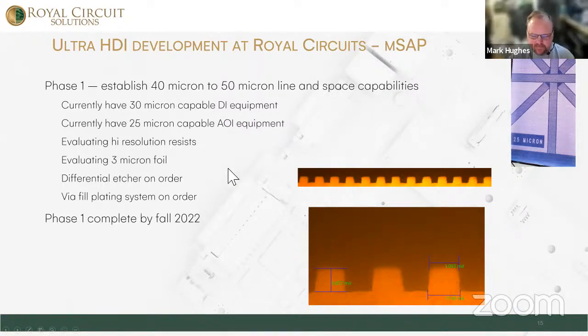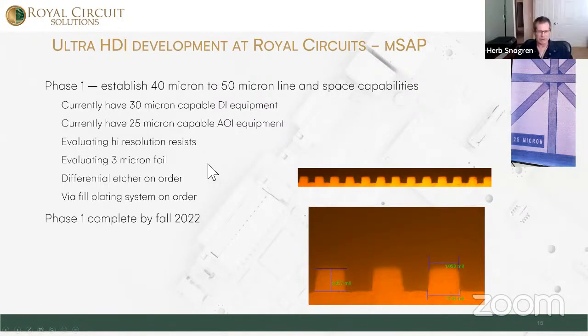Wow. So our next step, over the next couple of weeks, is to laminate some structures with the 3 micron foil, plate, and then etch this same pattern. We should have that done in a couple of weeks. So we're well on our way to finishing up phase one, probably by summer. We have a couple of pieces of equipment on order. They're really going to be the pacing items, to get the differential etcher and the via fill process in place.